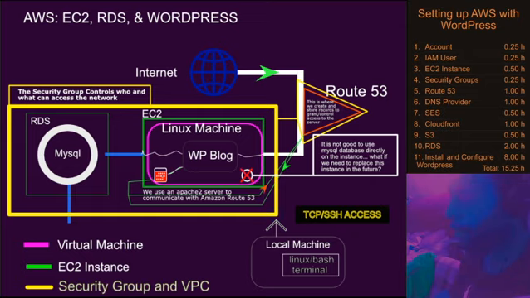But okay. Now what we're looking at here is a diagram that I drew up. And as you can see, it's color coded. You have pink for virtual machine, green for EC2 instance, and then the yellow says security group and VPC. Security group and VPC kind of go hand in hand together. They are not the same thing.